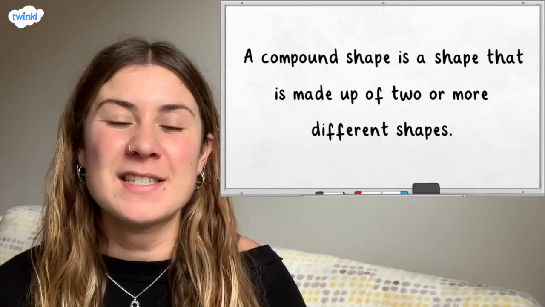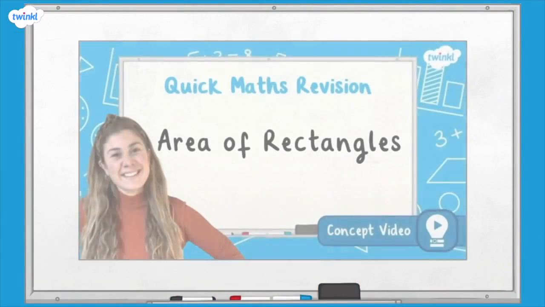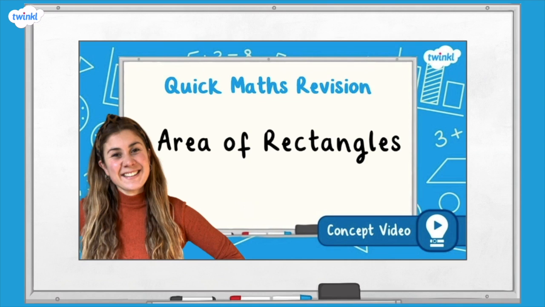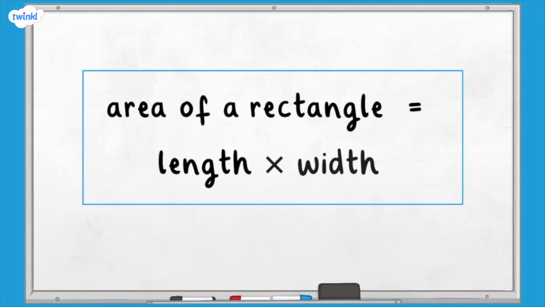Before we get started, let's remind ourselves of the formula that we use to calculate the area of a rectangle. If you need more help with this, you could watch our Area of Rectangles video here. The area of a rectangle can be calculated by multiplying its length by its width. Area is measured in square units such as centimetres squared, which is written like this.